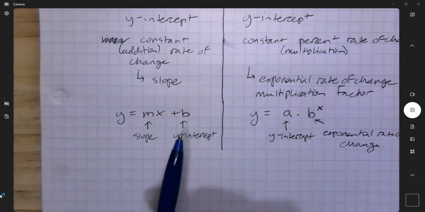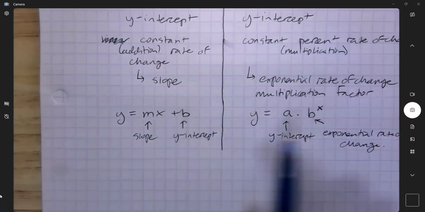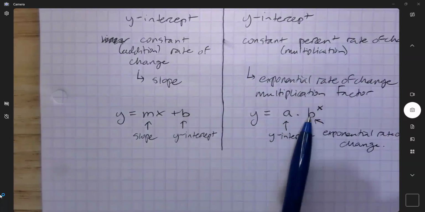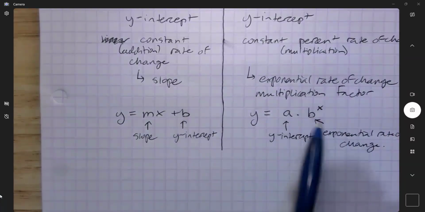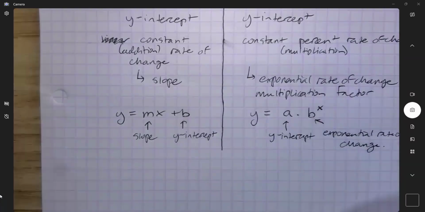So you have to keep track that in a linear function, b is your y-intercept, but in an exponential function, b is your rate of change. It's the thing that's like the slope.